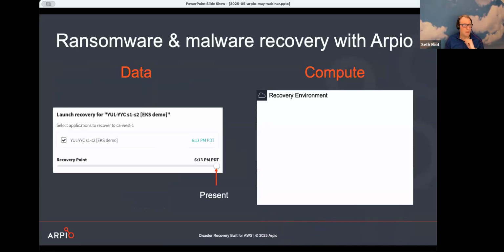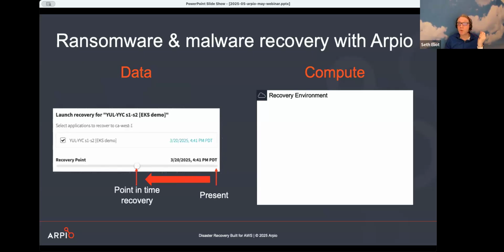Step two is your data. RPO gives you the ability to pick a recovery point that's not the current one. Go back in time, pick your point in time recovery before the ransomware attack occurred, before your data was encrypted, before they demanded that Bitcoin, and restore that safe, clean data.